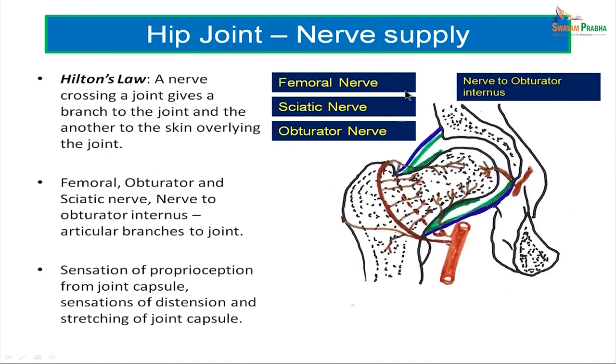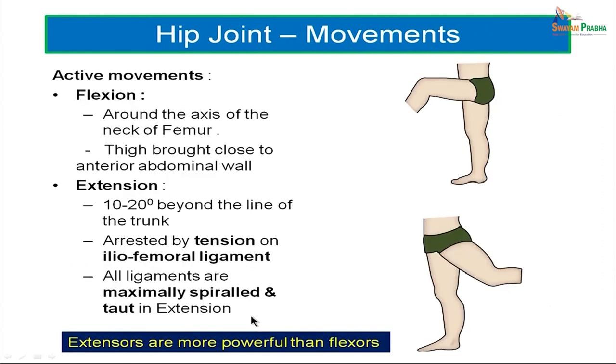All of them give articular branches which supply the capsule of the hip joint, which carry sensations of proprioception from the joint capsule and sensations of distension and stretching of the joint capsule. So that is about the nerve supply of the hip joint. We now come to the important movements of the hip joint.